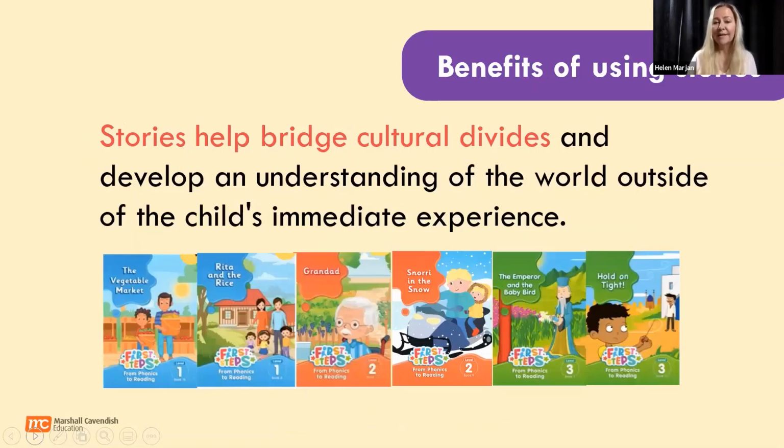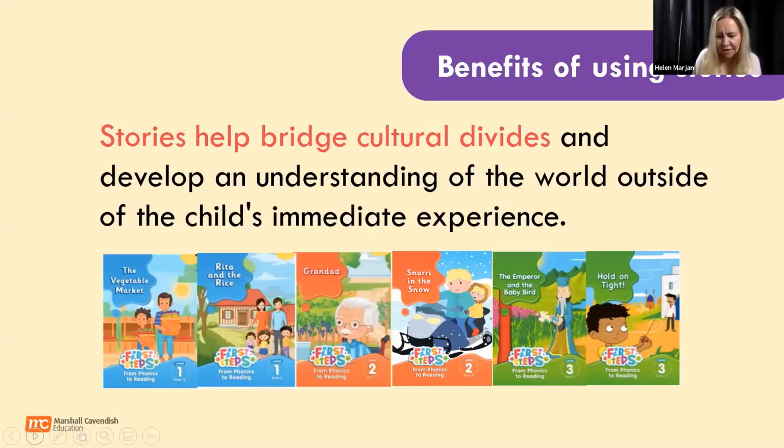Okay, as I mentioned very briefly, stories help bridge cultural divides and help develop an understanding, not just of their world, but the world globally. On the slide, you'll see a selection of stories. I put 2 level 1, 2 level 2, 2 level 3. The vegetable market is set in India. Rita and the rice is set in China. Grandad is set in Greece. Snorri and the Snow is in Iceland. The Emperor and the Baby Bird is another story set in China.